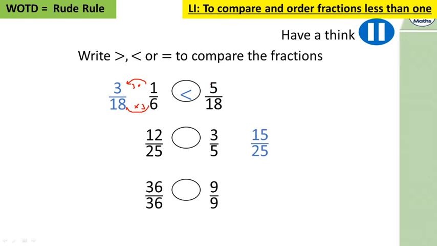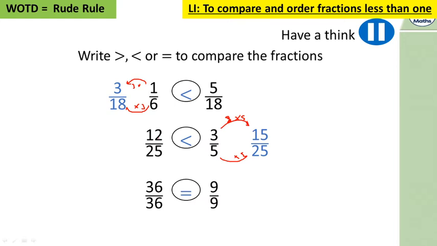Okay, if we want to make fifths into 25ths, you times it by 5. So 5 times 5 is 25. Whatever you do to the bottom, you do to the top. 3 times 5 is 15. And 15/25 is bigger than 12/25.